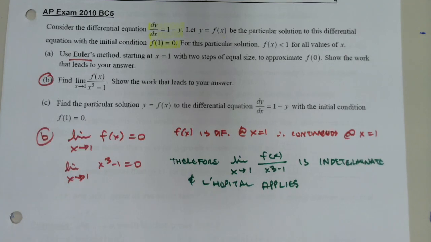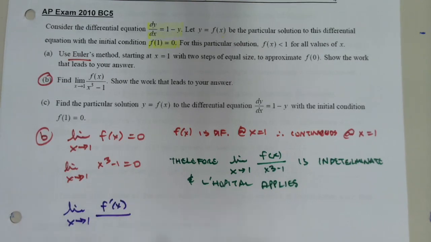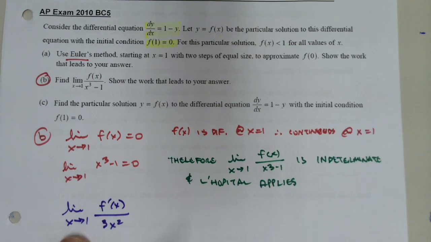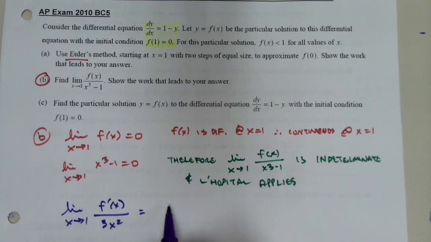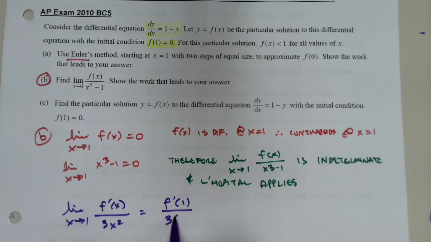All right. So let's go ahead and apply L'Hopital. That means the limit as x goes to 1. We still haven't taken that. L'Hopital says this will be f prime of x, and then our denominator will be 3x squared. Derivative of x cubed is 3x squared. Derivative of 1 is 0. Okay? And then what we can do is just go ahead and do some algebra here. We're just going to evaluate this by substituting in 1. F prime of 1 divided by 3 times 1 quantity squared.